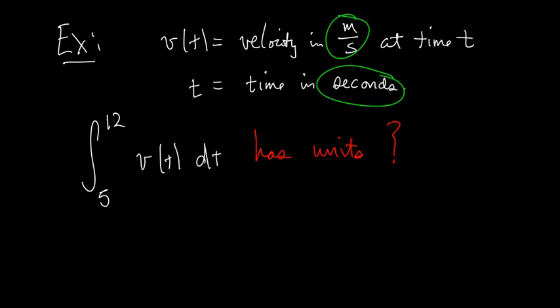So what units does this integral have? The integral from 5 to 12, so from 5 to 12 seconds, of the velocity? And this is how we're going to find the units. It's really simple. We know that velocity has the units of meters per second. There we go. So meters per second. Well, what's this dt? So heuristically what we're doing is we're multiplying this by dt.